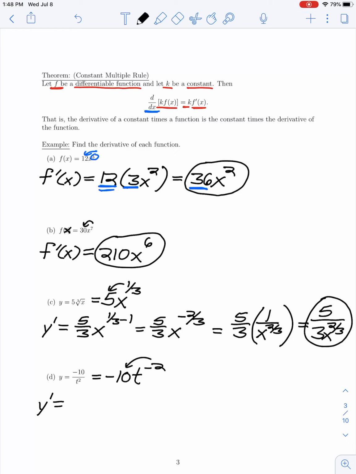when I pull down the constant of negative 2 and multiply by my negative 10 out in front, I'll have a positive 20 times t to the negative third power. Or if I want to rewrite this using positive powers, this is the same as 20 divided by t to the positive third. All right.